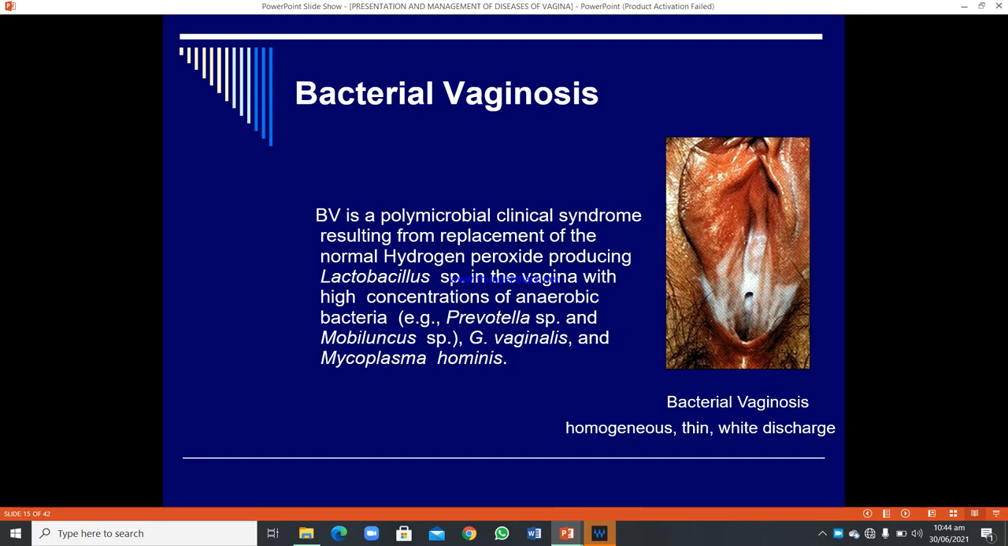Bacterial vaginosis (BV) is a polymicrobial clinical syndrome resulting from replacement of the normal hydrogen peroxide producing lactobacillus in the vagina with a high concentration of anaerobic bacteria, for example, Prevotella species and Mobiluncus species, Gardnerella vaginalis and Mycoplasma hominis.